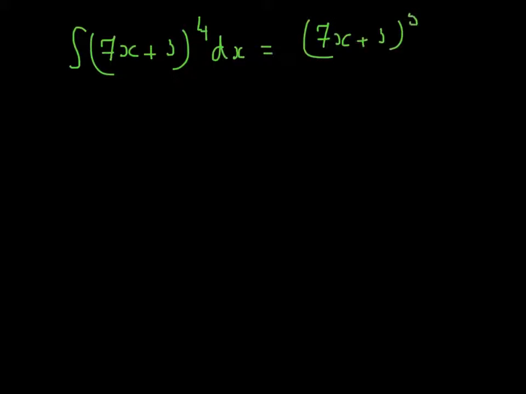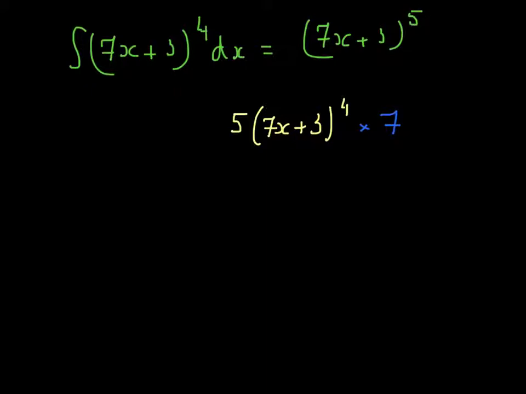Integral of (7x plus 3) to the power of 4 dx. Now, if we differentiate (7x plus 3) to the power of 5, we get 5 times (7x plus 3) to the power of 4 times the derivative of 7x plus 3, which is 7.